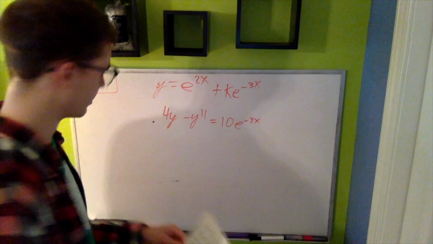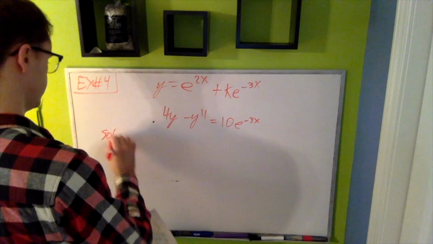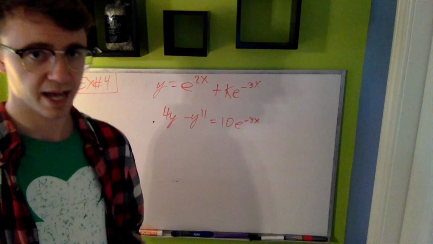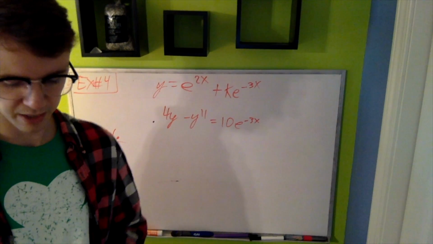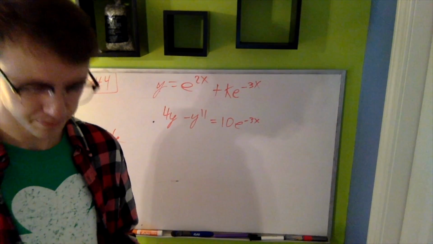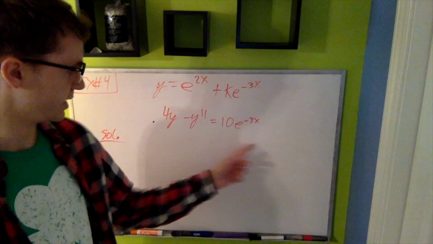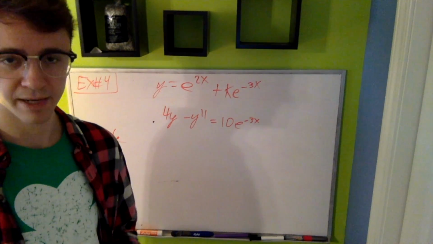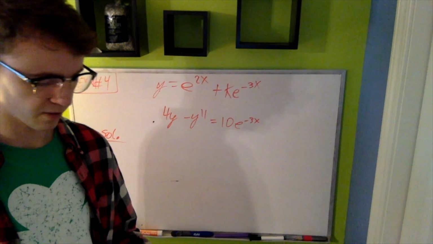So let's talk about it. Let's find the solution. Feel free to give it a try on your own. What we're doing is solving for K. If you do want to try it on your own, before you watch it all together, what we want to do is plug this y in here, plug in the second derivative of y, try and make it all work, and solve for K.